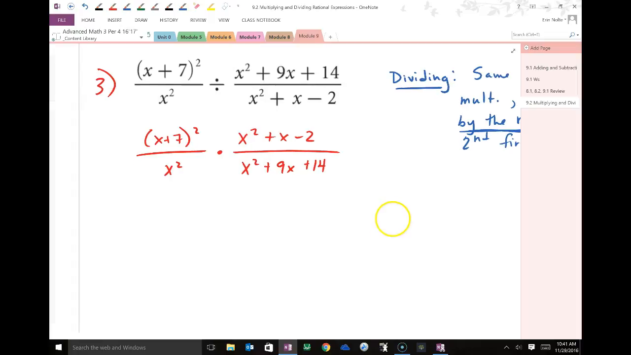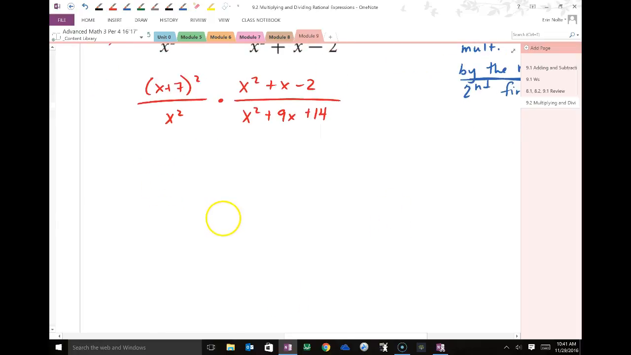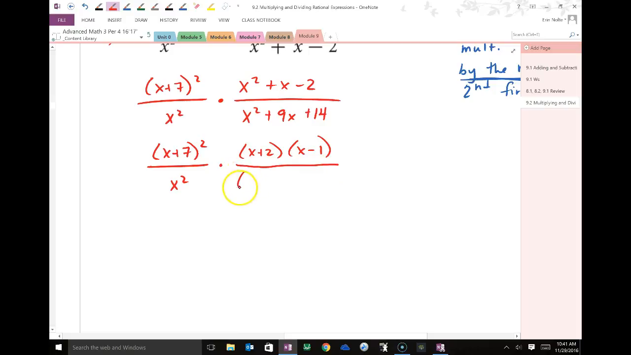Factor. I like my first fraction. That one is factored for me. So I'm just going to rewrite it. Okay, what about the right one? What two numbers multiply to -2 and add to +1? +2 and -1, good. Okay, what about the bottom? What two numbers multiply to 14 and add to 9? 7 and 2. X plus 7, x plus 2.